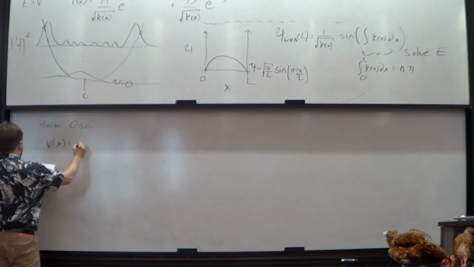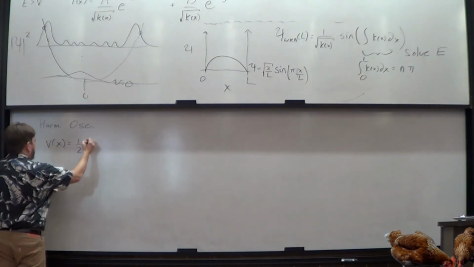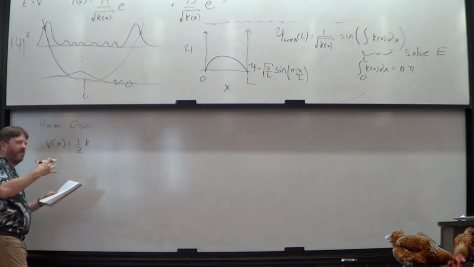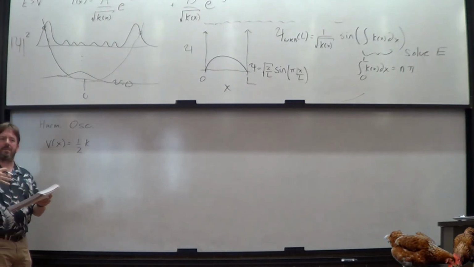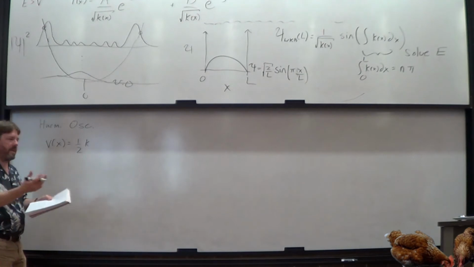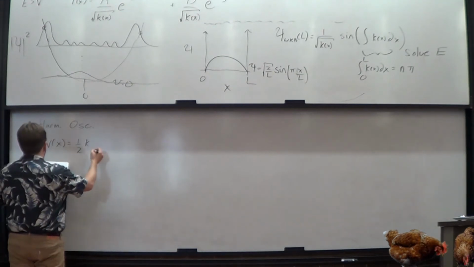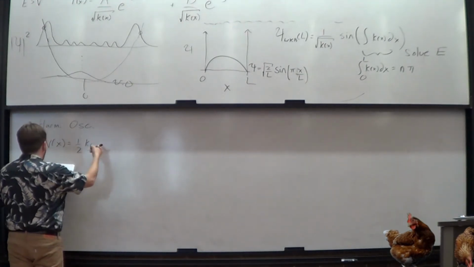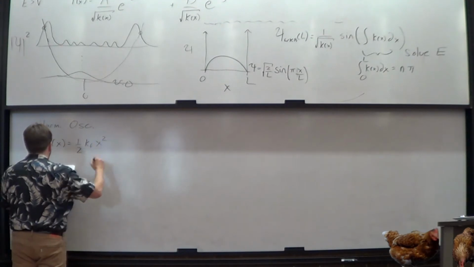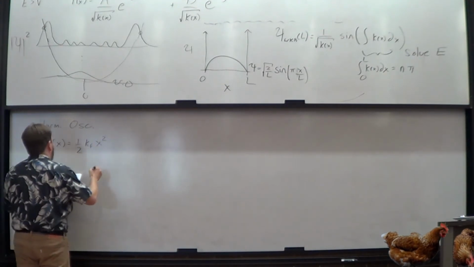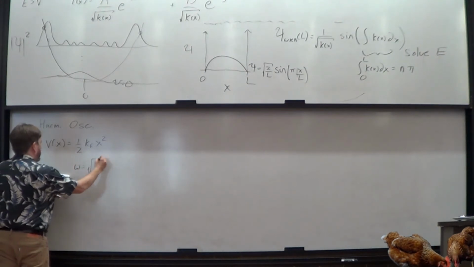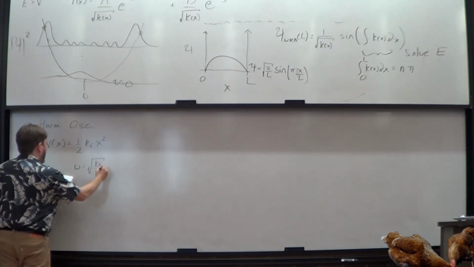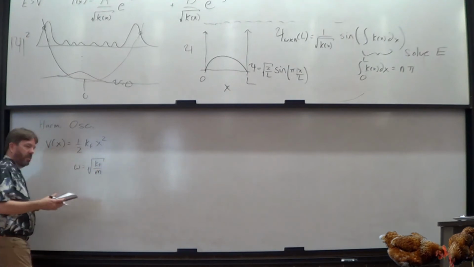You often see the potential written this way, Hooke's law. Well, Hooke's law is the force equals minus the spring constant times how far it's stretched, and then you integrate that to get the energy. So you end up with 1/2 k_f, that's the spring constant, x squared. Now it turns out that the angular frequency is the square root of k_f over m. M might be like a reduced mass.